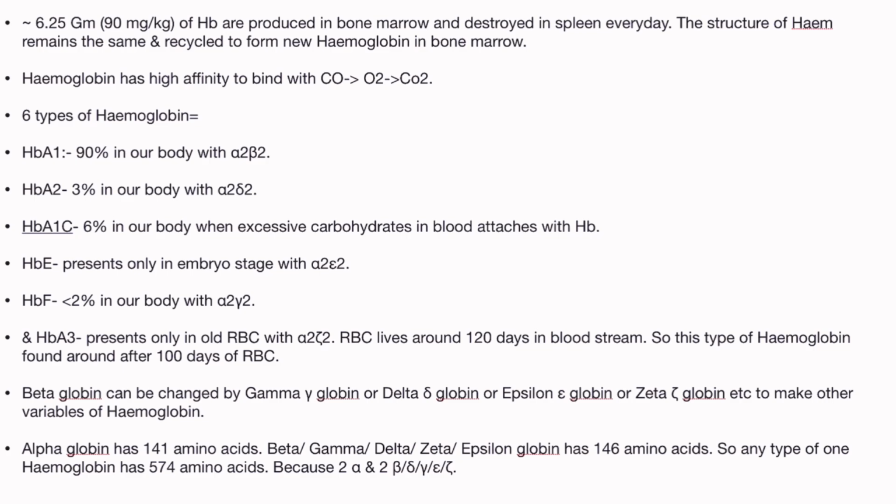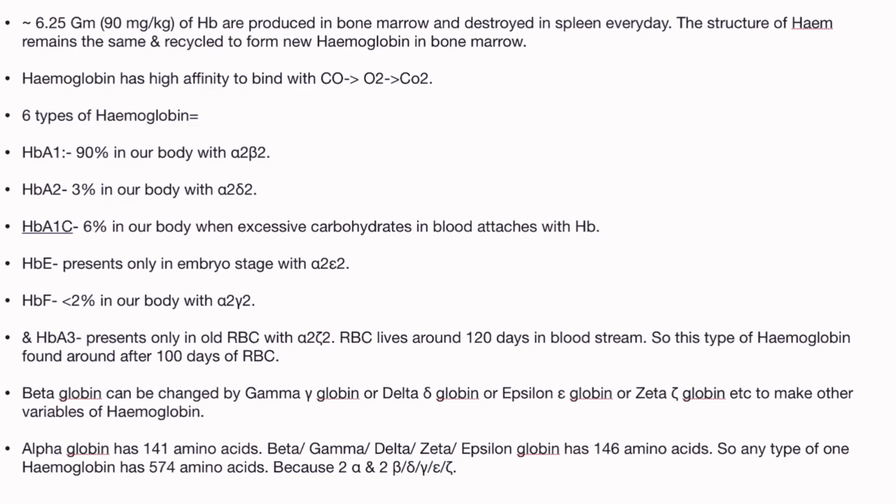First of all, adult hemoglobin type 1, HbA1, is 90% in our body with 2 alpha and 2 beta globins. Adult hemoglobin type 2 or HbA2 is 3% in our body with 2 alpha and 2 delta globins. Then HbA1c, which is almost 6% in our body. When excessive carbohydrates in our blood attach to the hemoglobin, it converts into glycosylated adult hemoglobin type 1. Anyway, this HbA1c we'll talk about later in the disease chapter in detail, not now.